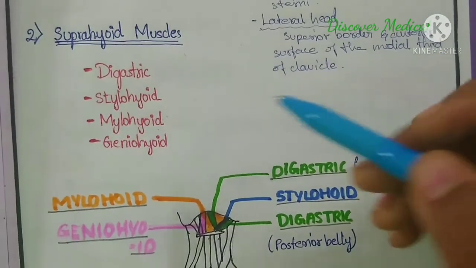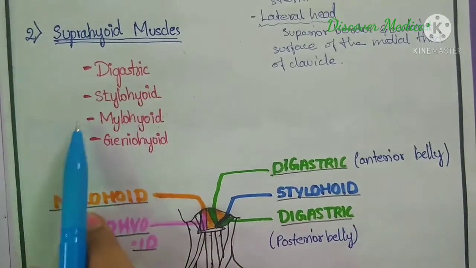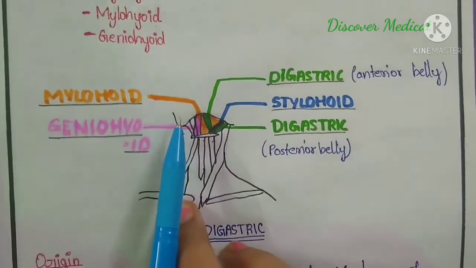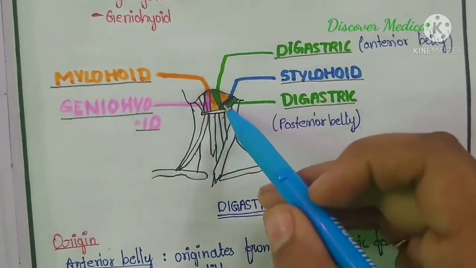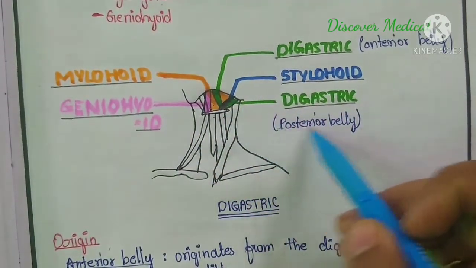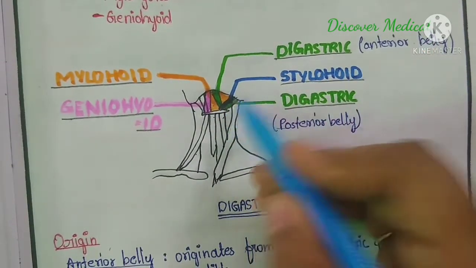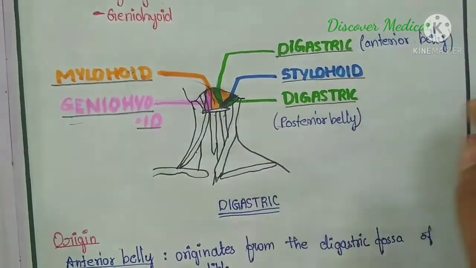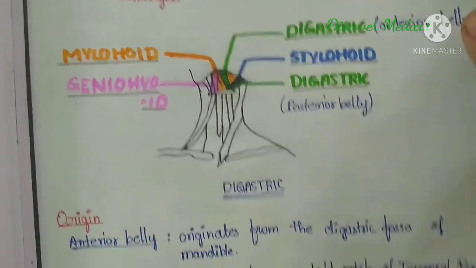Next, secondly, we are going to see the suprahyoid muscles: digastric muscle, stylohyoid muscle, mylohyoid muscle, geniohyoid muscle. You can see clearly in the image. See this? You can see the digastric posterior belly, digastric anterior belly. This one is stylohyoid, this one is mylohyoid, and this is geniohyoid. If you see and learn from the image, it will be easier for you.